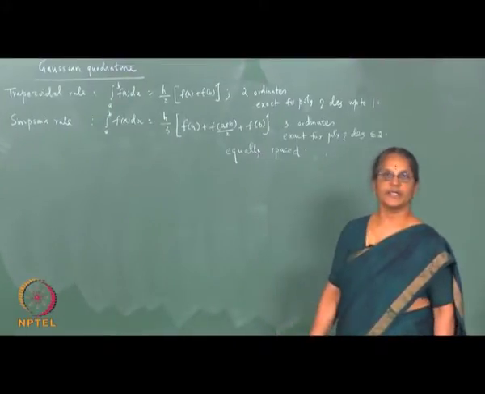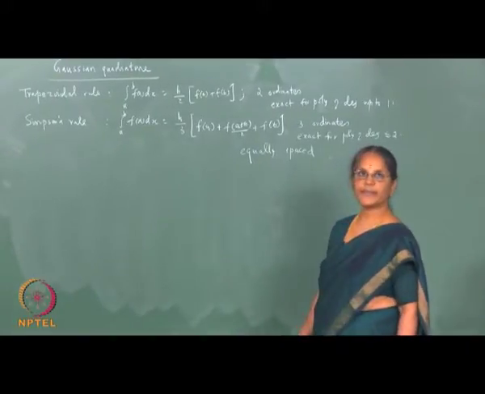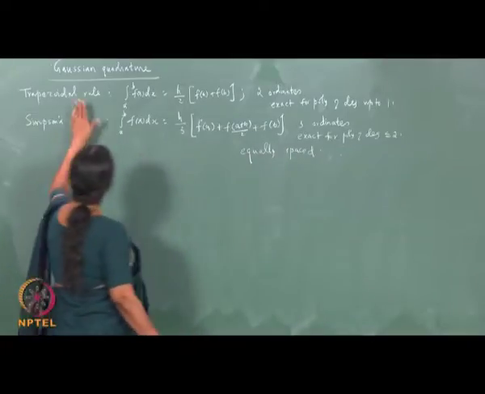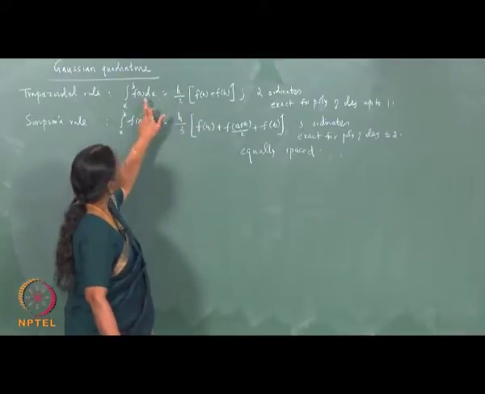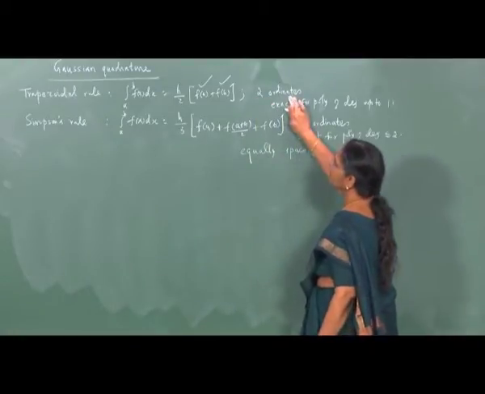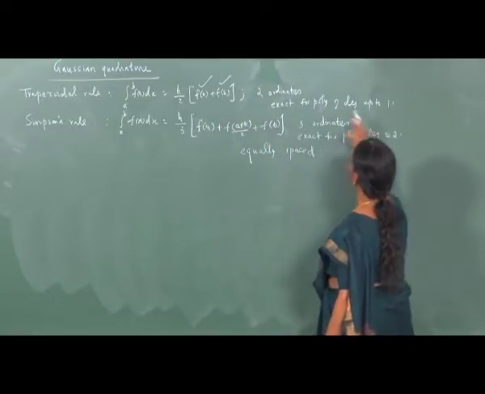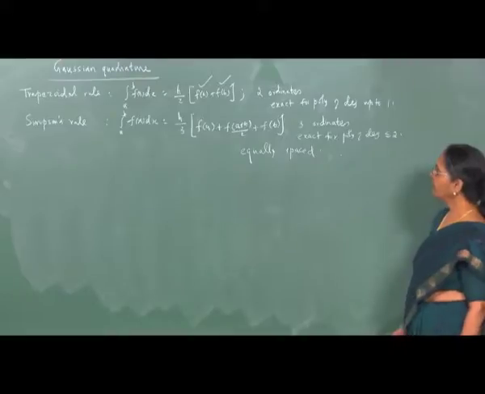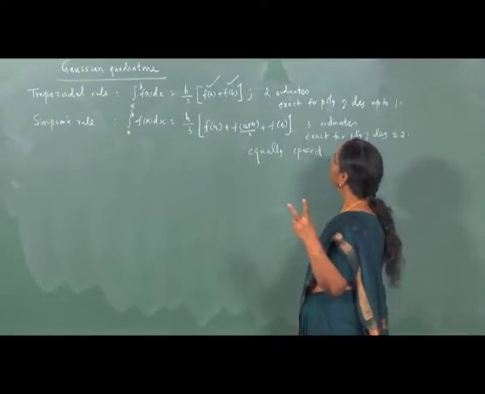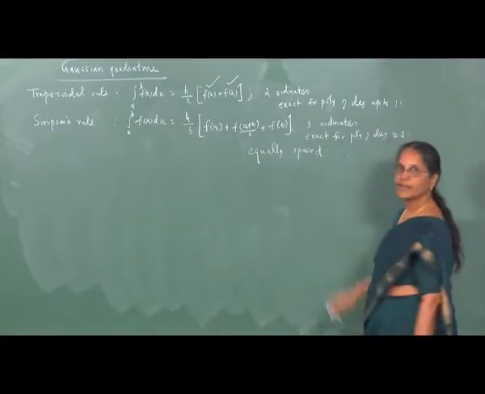So, let us now discuss another numerical method which is called Gaussian quadrature. In deriving the trapezoidal rule and Simpson's rule, we observed that the trapezoidal rule involved function evaluation at 2 points. So, there are 2 ordinates which have to be computed, and the method is exact for polynomials of degree up to 1.